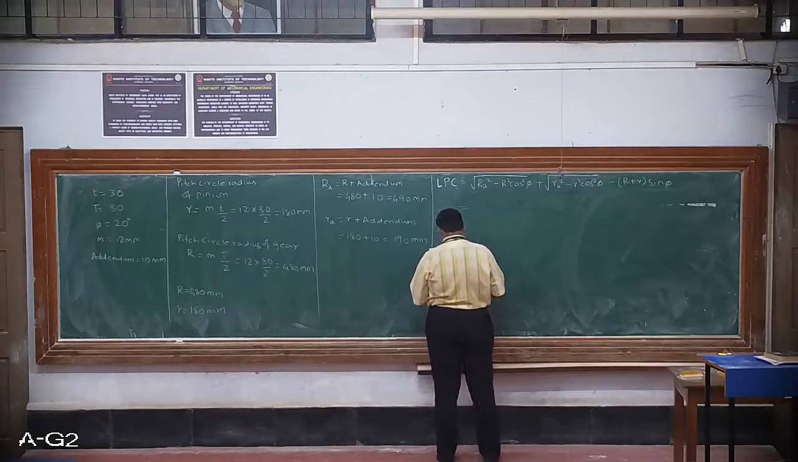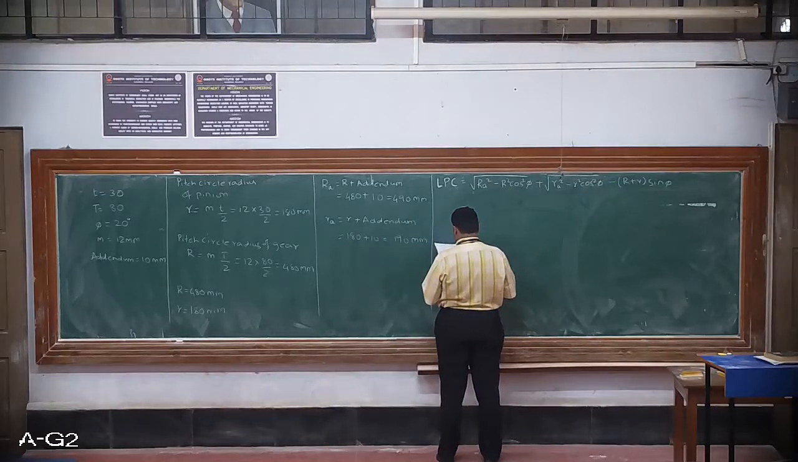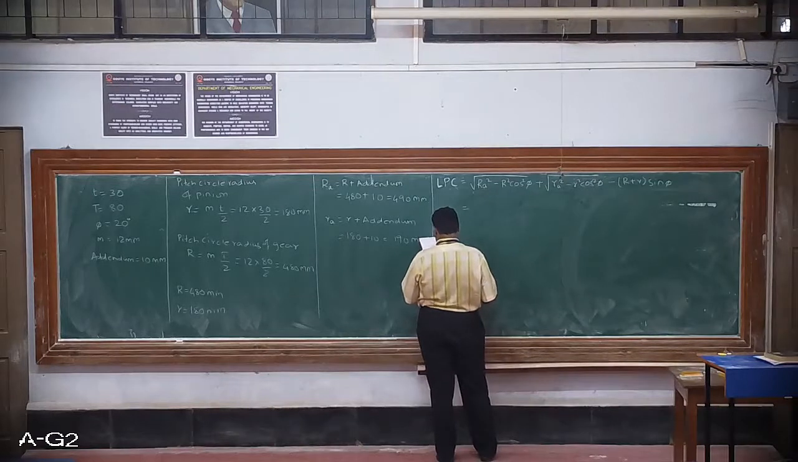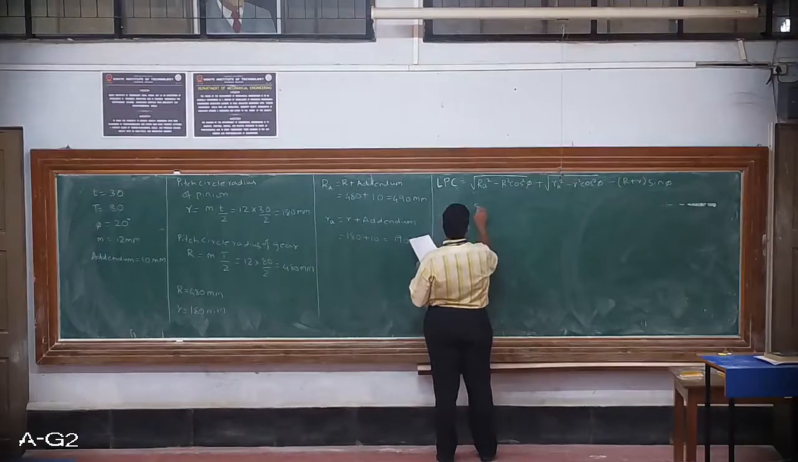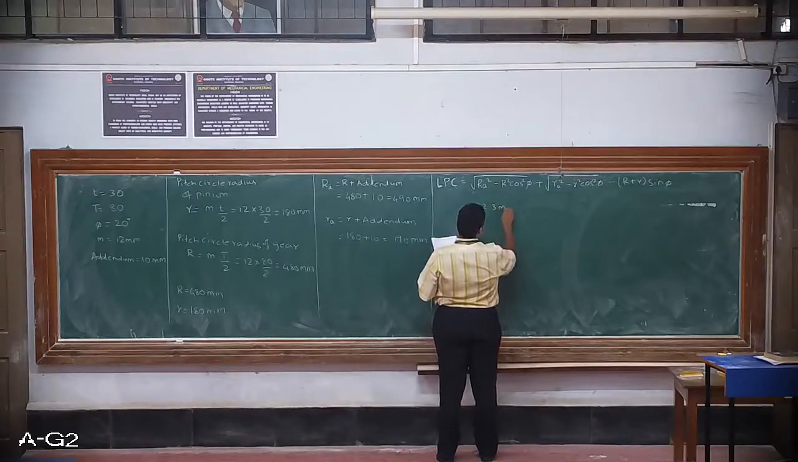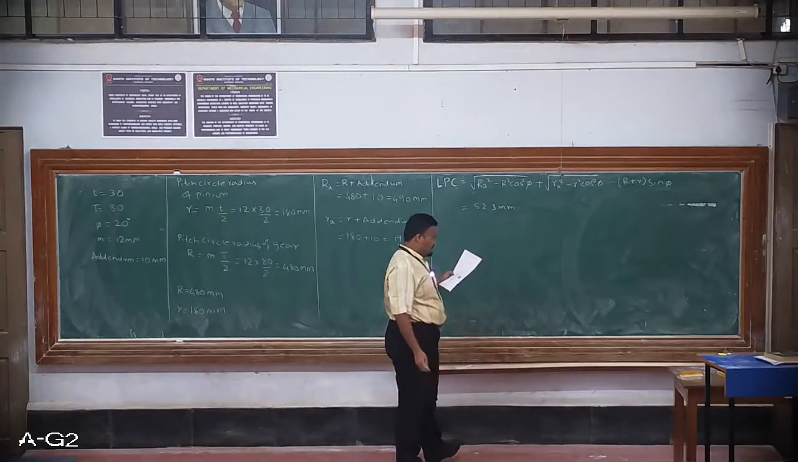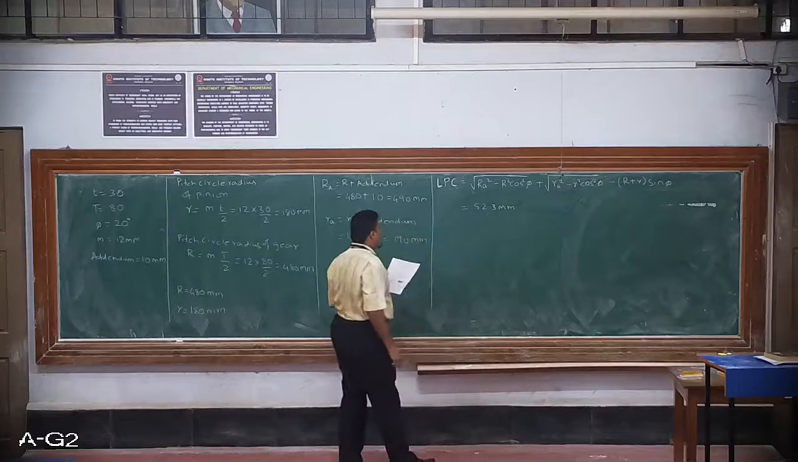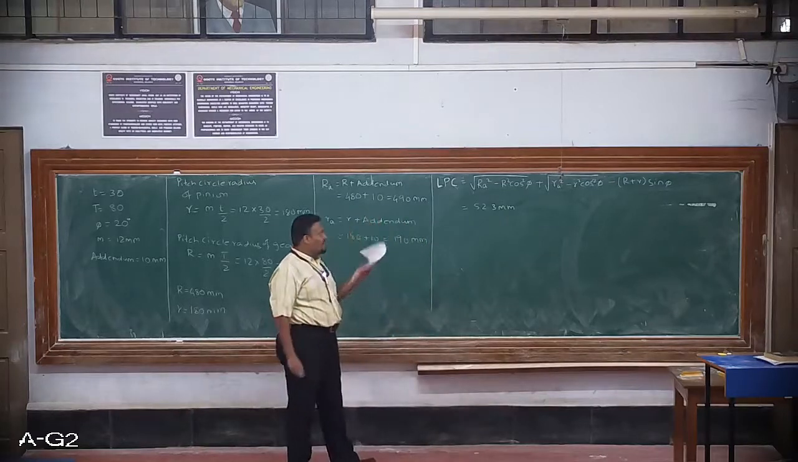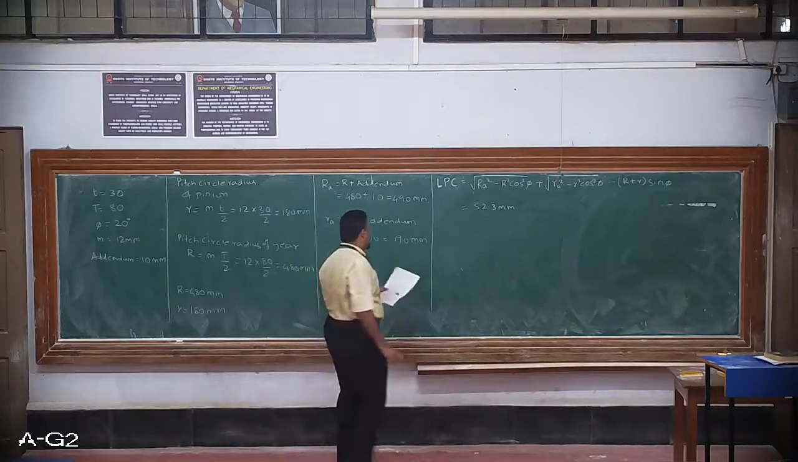So here we have the length of path of contact as 52.3 mm. So this is what we are getting, 52.3 mm. You can just simplify and check whether you are getting 52.3 mm.